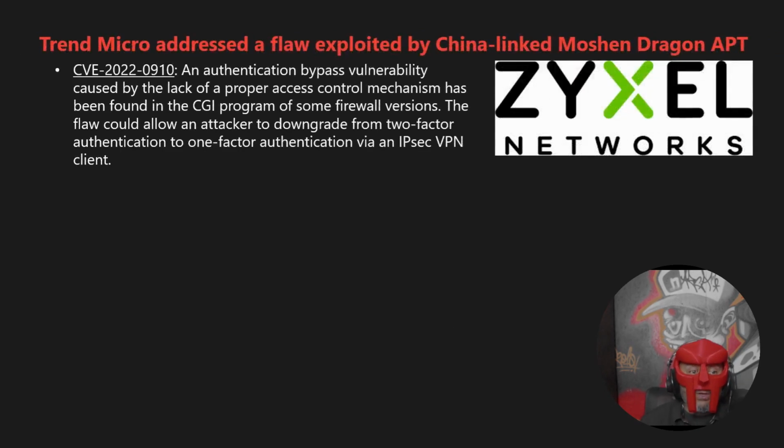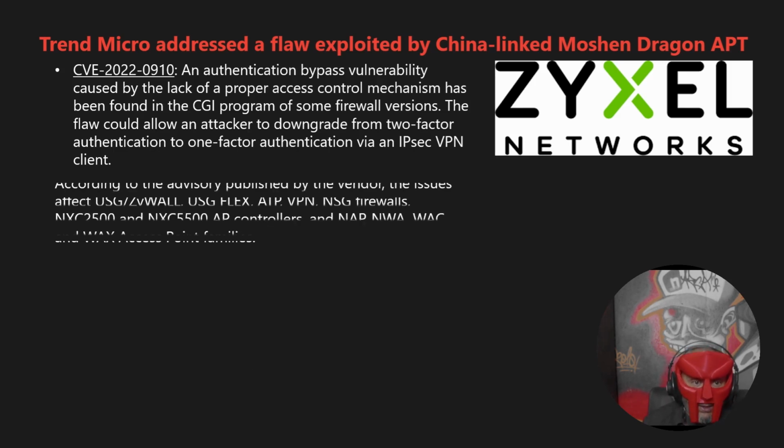command. Then there's CVE-2022-0910, which is an authentication bypass vulnerability caused by the lack of a proper access token access control mechanism that was found in the CGI program of some firewall versions. The flaw could allow an attacker to downgrade from 2-factor authentication to 1-factor authentication via an IPsec VPN client.